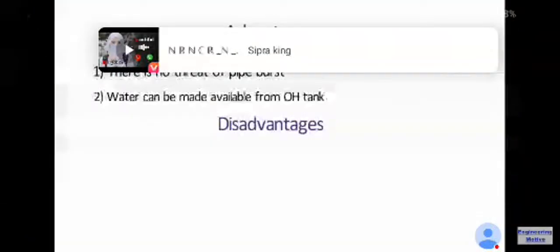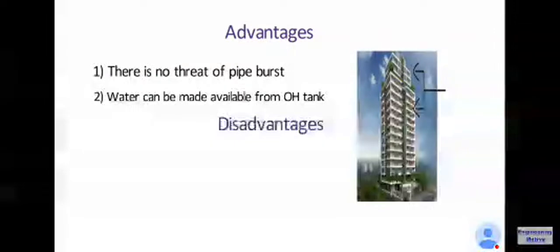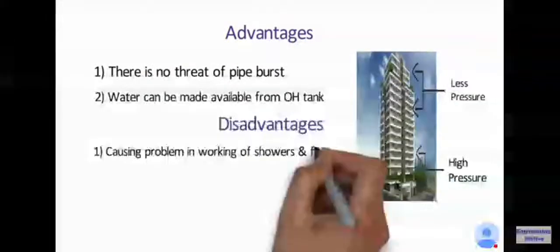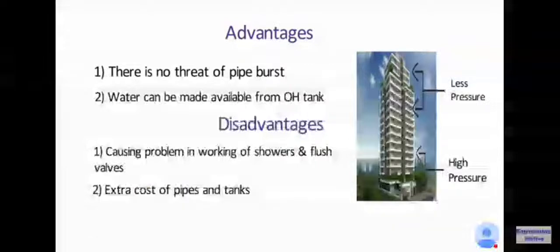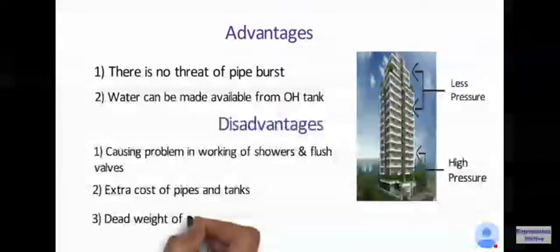Disadvantages of using this system are, the upper floors will get water at less pressure. The lower and ground floors will get water at high pressure, causing problems for flush valves. Also, it requires extra cost of pipes and tanks, which is substantial. Due to the overhead tank, the dead weight of the building increases.